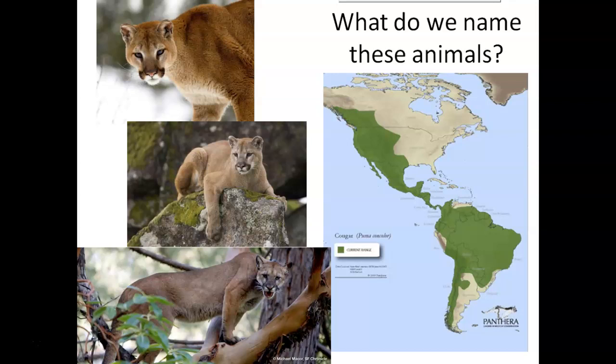My last little example of why common names don't work very well is because if we take a look at this creature right here, now we know that this is our mascot, so we know that they are cougars. However, these cougars have many other names, even though they are the same species across the North America and South America continents. So we call them cougars. They can also be called other names. You might have heard of some of them.